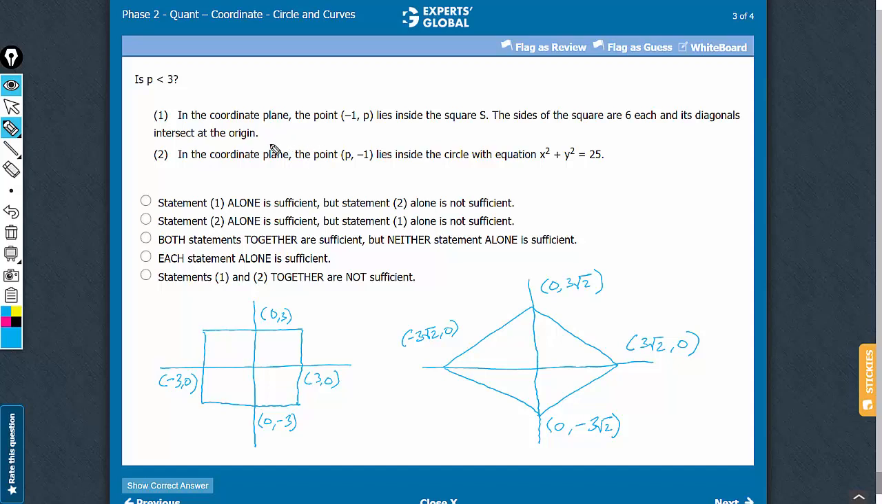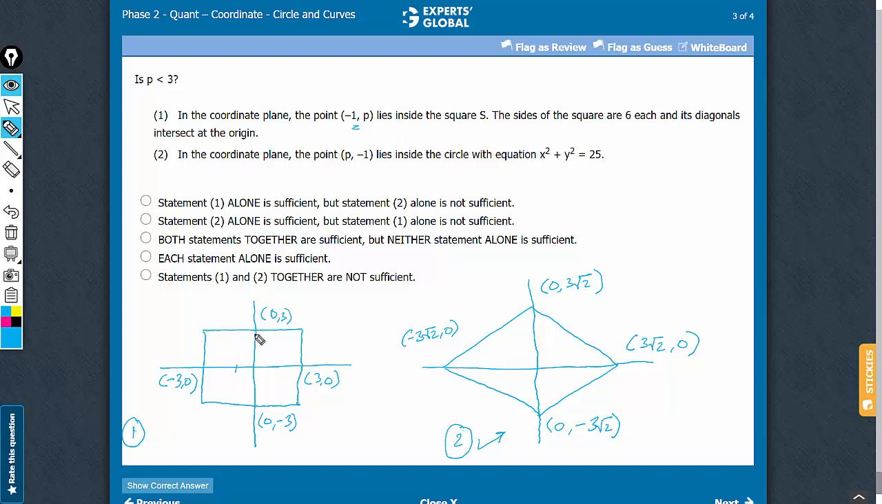In case of statement 1 here, these two squares are possible. This is the first case and this is the second case. Many students will commit the mistake of not considering this second case, in which case you will get a wrong answer. You see, statement 1 says that minus 1, p lies inside the square.